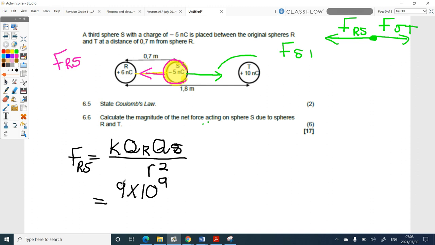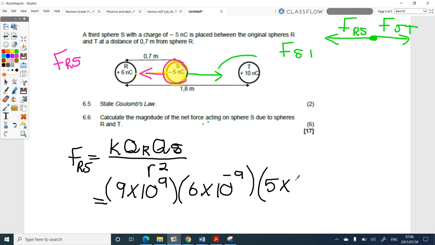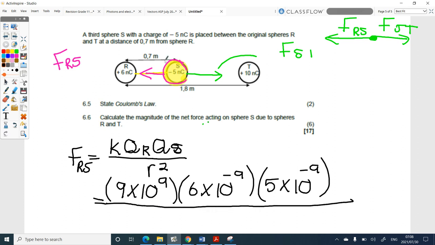QR is the charge on R. So that is going to be 6 times 10 to the minus 9. QS is going to be 5. You don't have to worry about the signs because we already decided about attraction or repulsion. If you put it in, it's not going to really make a difference. Times 10 to the minus 9 because it's all multiplication. And then we're going to say over the distance, and the distance was given to you as 0.7 meters. So it's going to be 0.7 squared. And you go and get your answer.